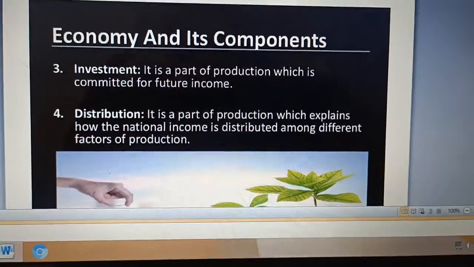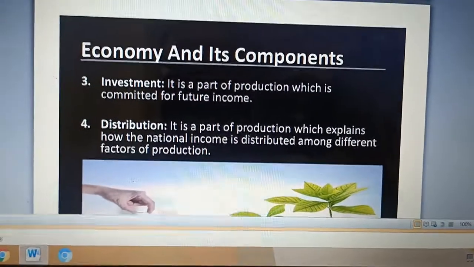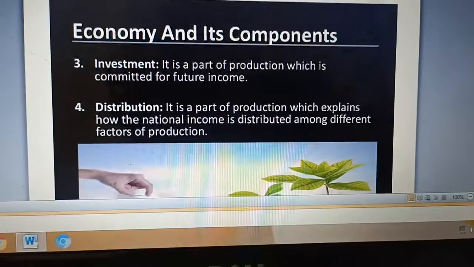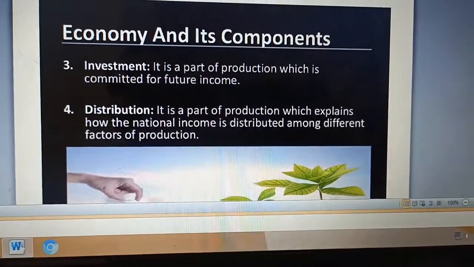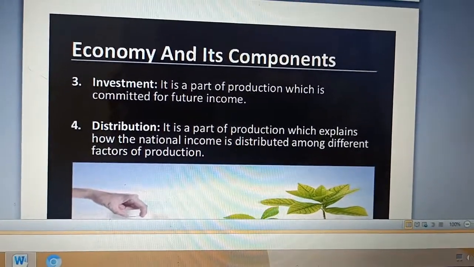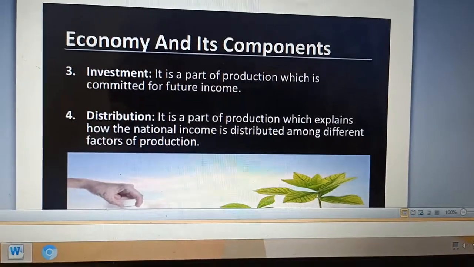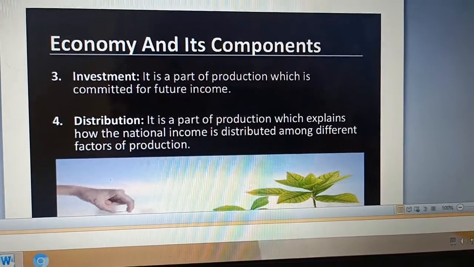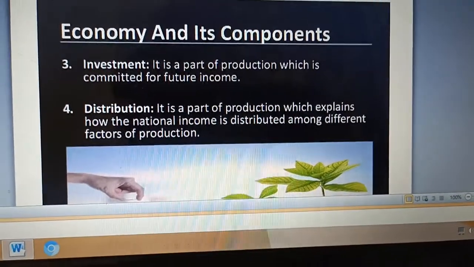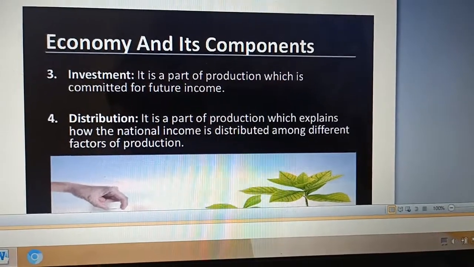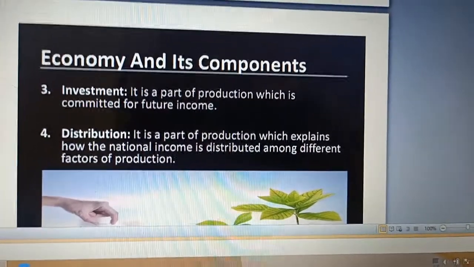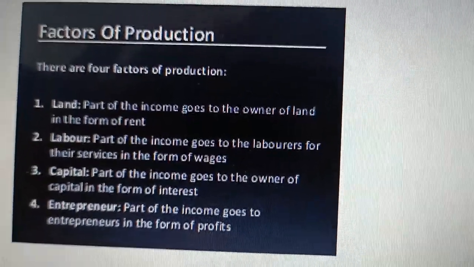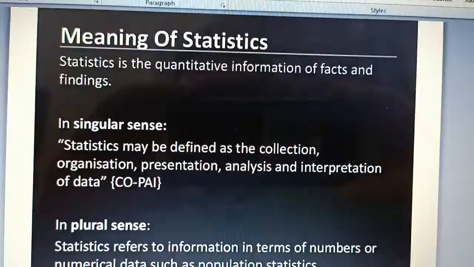Or it is a part of production which explains how the national income is distributed among different factors of production. Here we must understand what the factors of production are. There are four factors of production: land, labor, capital, entrepreneur. For land, rent is given. For labor, wages are given. For capital, interest is given, and entrepreneur gets profit. These are the four factors of production: land, labor, capital, entrepreneur.